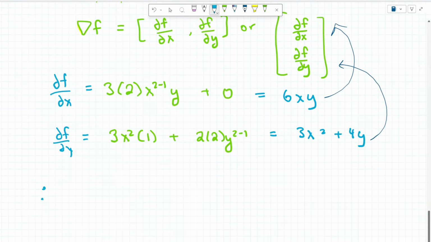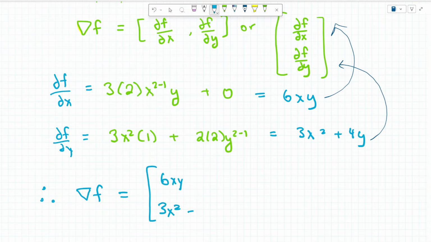So as our statement here, we would say, therefore, the gradient of f equals this vector of 6xy, and then we have 3x squared plus 4y. And that's it. We found the gradient.